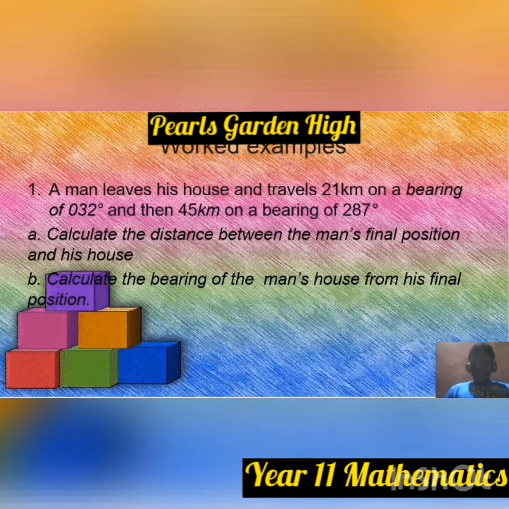A man leaves his house and travels 21 kilometers on a bearing of 32 degrees and then 45 kilometers on a bearing of 287. So the secret of solving this question is being able to represent these bearings on the board. Get a note and try to draw the bearing of the man on 32 degrees and then 45. I'll go to the board and then we'll see what we can do. Come with me to the board.